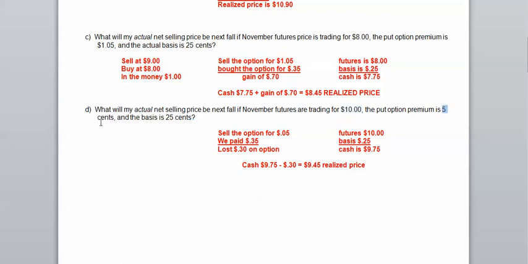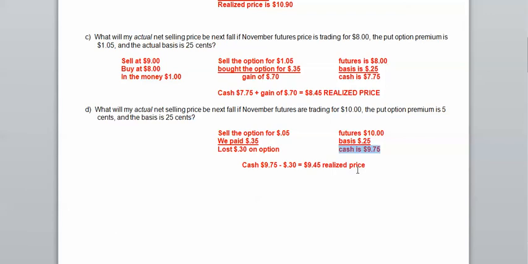It has 5 cents. So we're going to go ahead and sell that option, at least get back 5 cents for it. Yes, we did pay 35 cents for it, so we did lose 30 cents on the option. But that's okay because our cash price went up. Futures is up to $10 now. Basis is 25 cents under, so cash price is $9.75. $9.75 cash price minus the 30-cent cost of the option yields a $9.45 realized price.